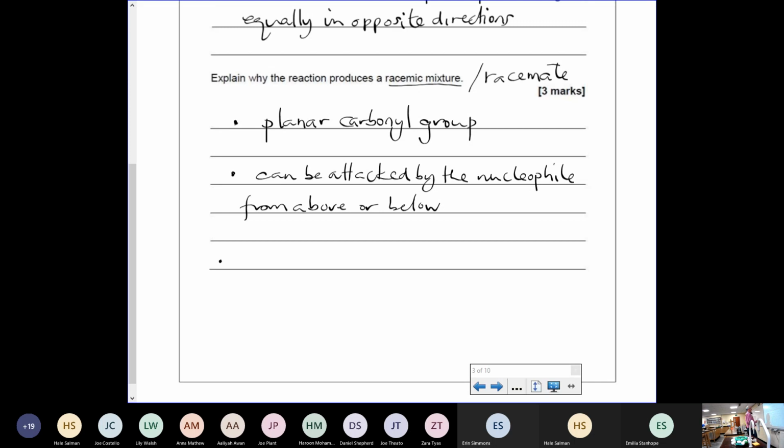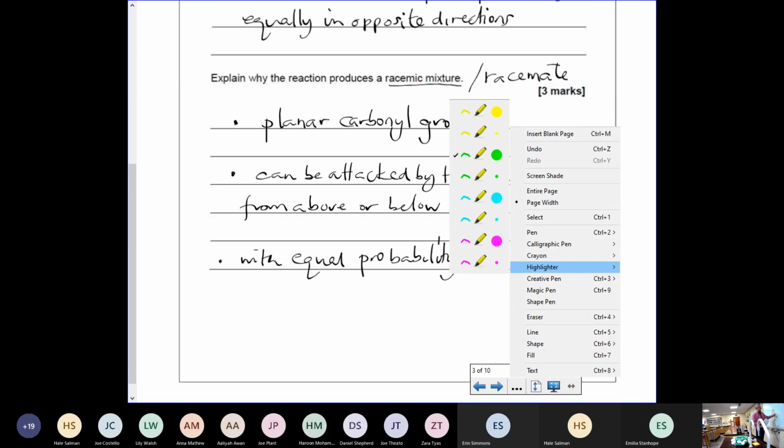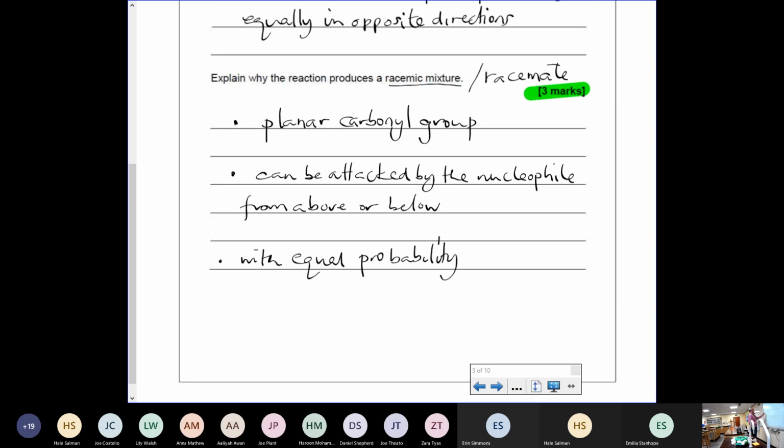And the probability of that happening from either above or below is equal. So with equal probability. You can see that this question is a 3-mark question. So 1, 2, 3. If you write a one-word answer for a 3-mark question, it's very unlikely that you're going to get 3 marks. So there we're looking for the planar environment of the carbonyl group, the fact you can get attack from above and below by the nucleophile, and that attack happens with equal probability, or we produce equal amounts of the 2 isomers. Right, so that's the first question. Let's move on.